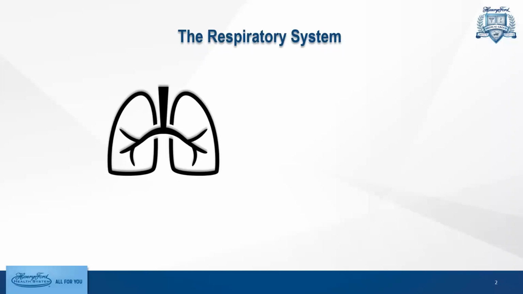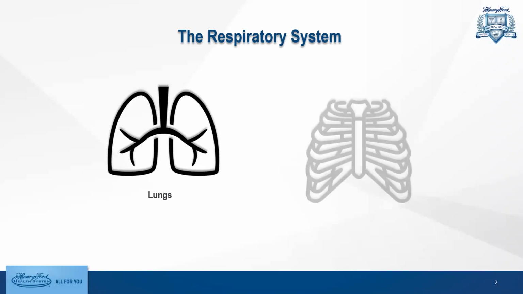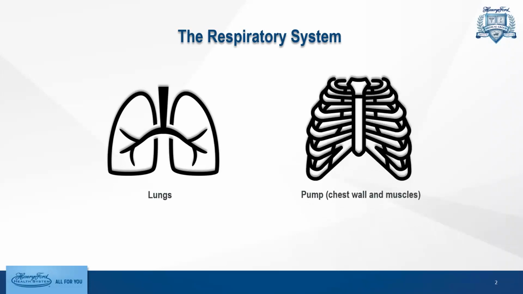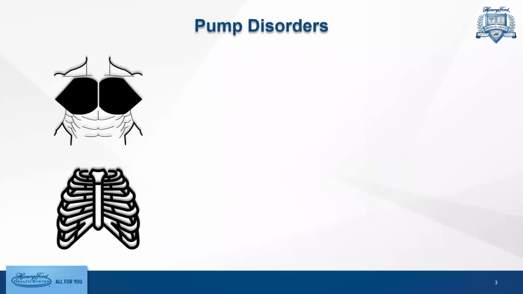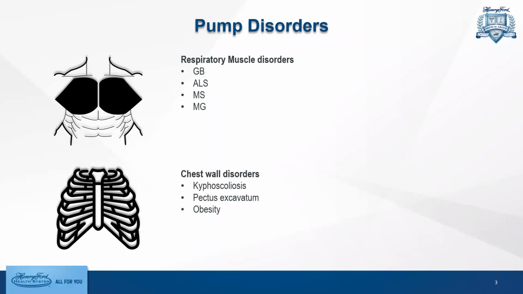So basically, the respiratory system is comprised of lungs and the rib cage and a pump: chest wall, muscles, all of that. Usually disorders of the lungs would cause you to be hypoxic. Disorders of the pump usually tend to cause hypercapnia, or elevated CO2. So what type of disorders are we looking into? You have respiratory muscle disorders that would include Guillain-Barré, ALS, Myasthenia Gravis, and multiple sclerosis. Chest wall disorders include kyphoscoliosis, pectus excavatum, and obesity. We're not going to address those today. We're going to focus more on respiratory muscle disorders.